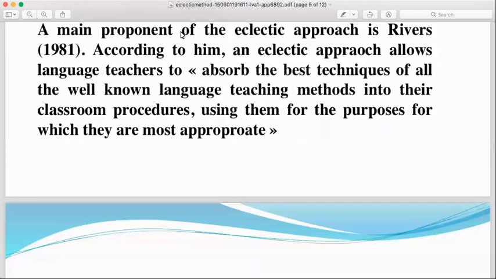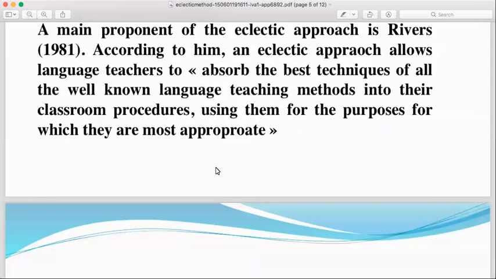It's recording. So today we are going to do the final method or approach, which is called the eclectic approach. Its main proponent was Rivers, and he came up with this approach in 1981. Now this approach or method consists of many methods.